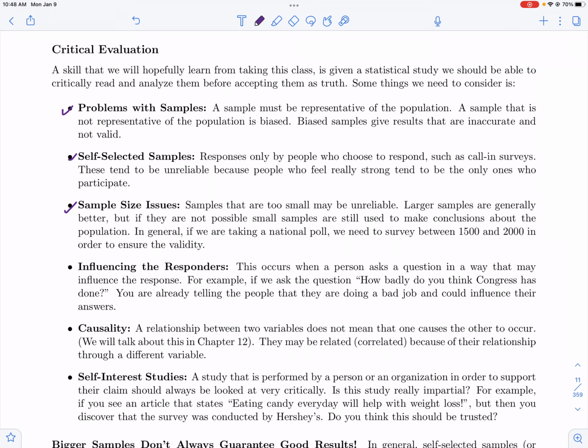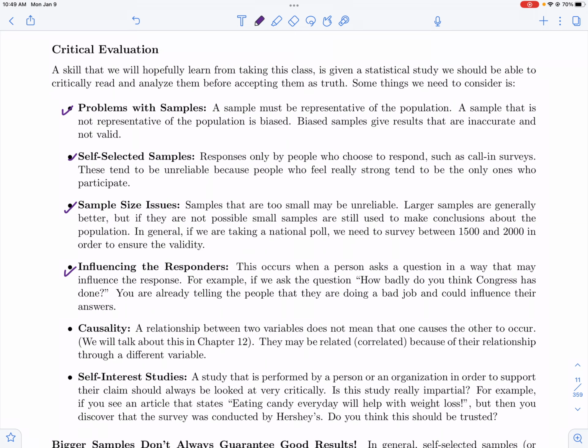So influencing the responders. Sometimes just the way you word the question can make people answer it the way you want them to answer. For example, if I ask the question, how badly do you think Congress has done? I've already put it into your head that you think Congress is doing a bad job. So wording the questions in such a way can influence the way people actually answer.